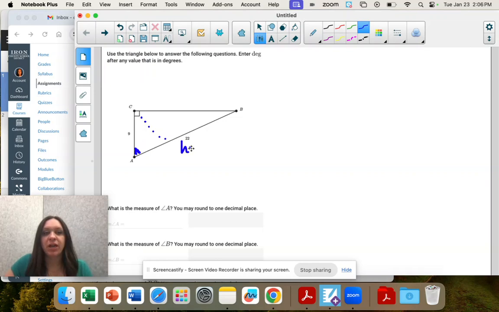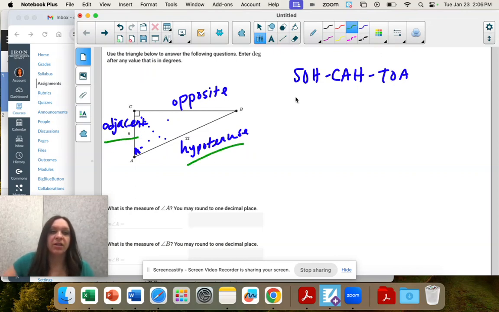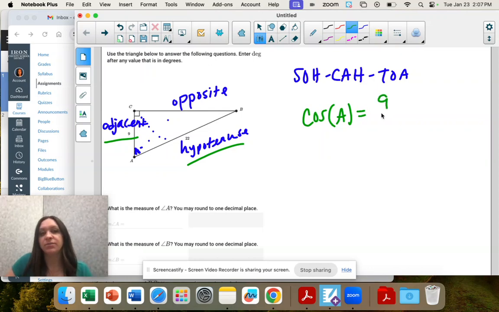So across from the right angle is the hypotenuse. Across from our reference angle is the opposite. And then next to our reference angle is the adjacent. And this tells us, do we want to use sine, cosine, or tangent? We want to use cosine because we're given adjacent and hypotenuse. So cosine equals adjacent divided by hypotenuse.